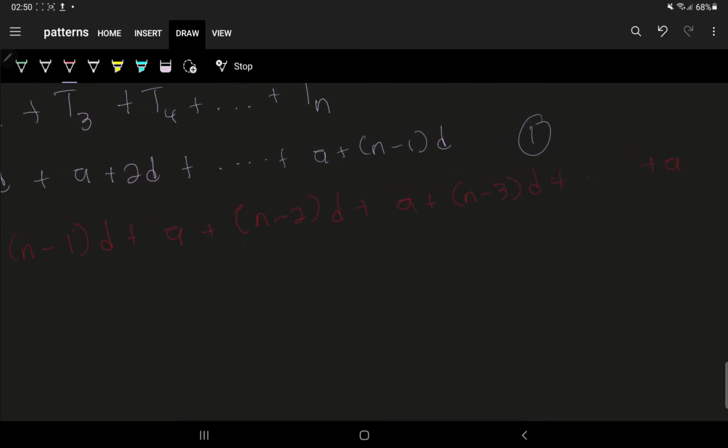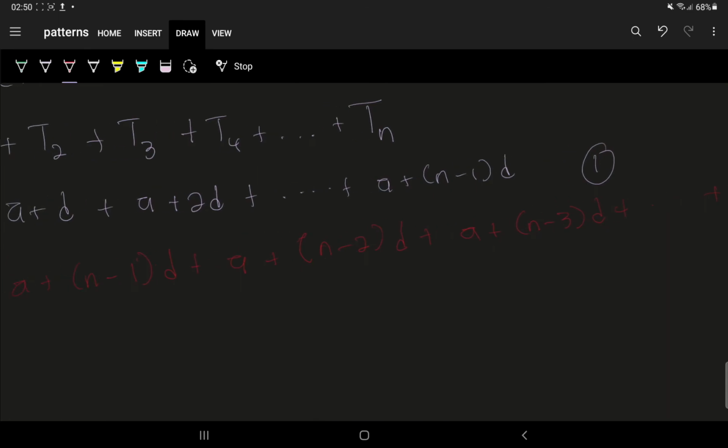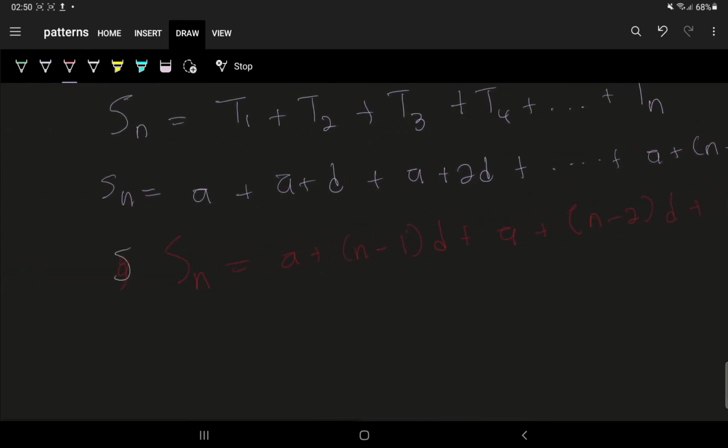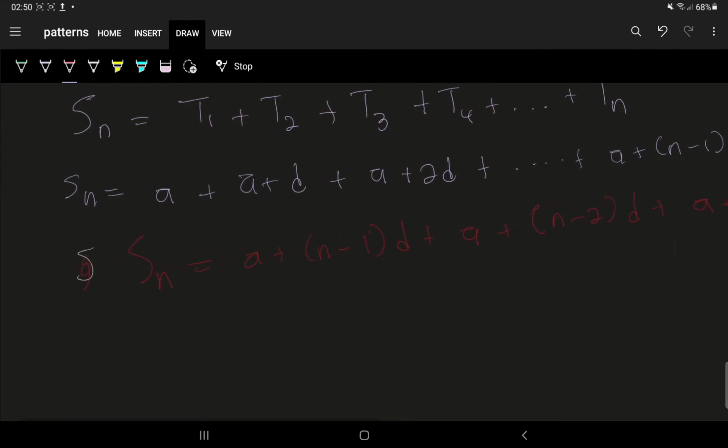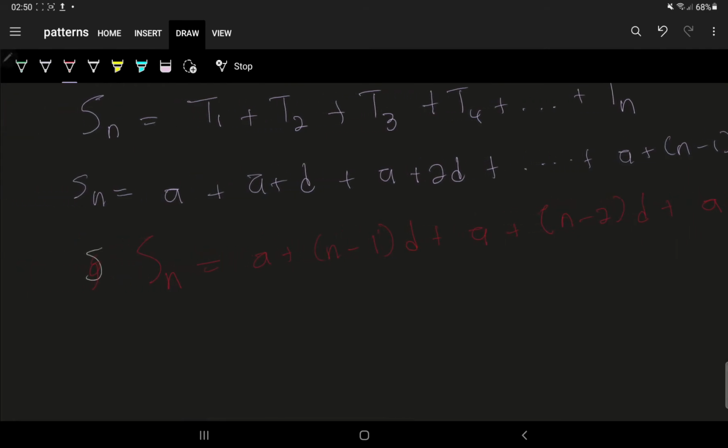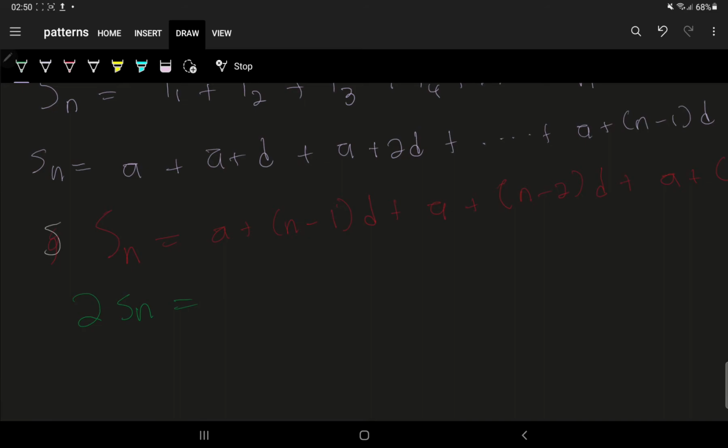Now we have our equation 1 and equation 2. So then we're going to add our two equations. Since this is Sn and this is Sn, when we add our two equations, we're going to have 2Sn equals, so obviously when you add a and a, it's going to be 2a, right? So we're going to have 2a plus (n minus 1) multiplied by d.